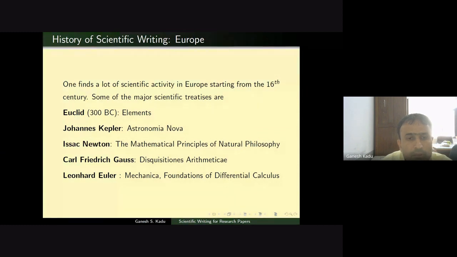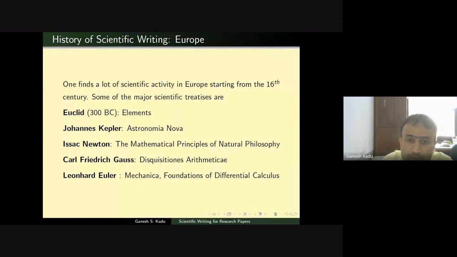Then you have Johannes Kepler. You all know Kepler's laws of planetary motion. He proposed these in his book Astronomia Nova. Then you have Isaac Newton, who wrote this very fantastic book, The Mathematical Principles of Natural Philosophy. Some of the basic principles of the laws of motion, or even calculus, the ideas of derivative and integration, find these ideas proposed in this book.